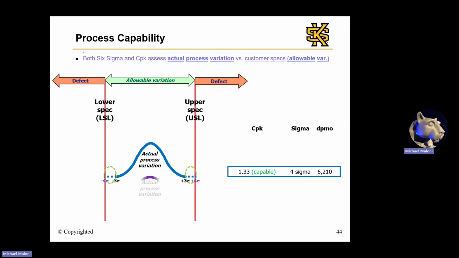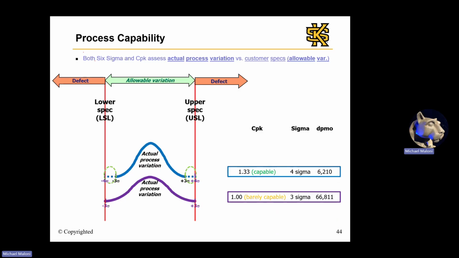A distribution that is right on the spec limits has a CPK value of exactly 1. There's no cushion between -3 sigma and the lower spec limit. That is, -3 sigma of actual process variation crosses the lower spec limit. And there's no cushion between +3 sigma and the upper spec limit. That is, +3 sigma of actual process variation crosses the upper spec limit. So this has a CPK value of 1, which is equivalent to a 3 sigma process.